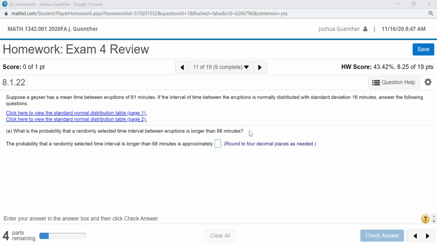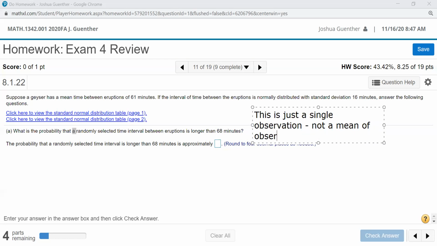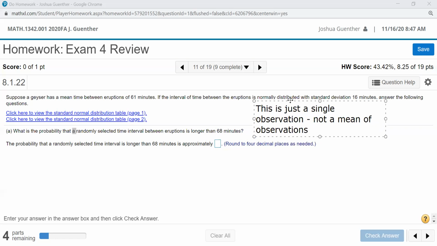So what is the probability that a randomly selected time interval between eruptions is longer than 68 minutes? Notice, a randomly selected time interval. This is just a single observation, not a mean of observations. It's just one individual observation by itself.